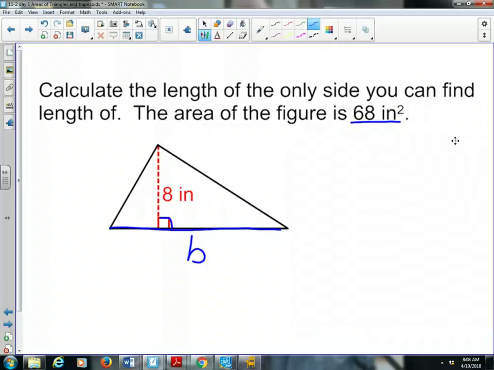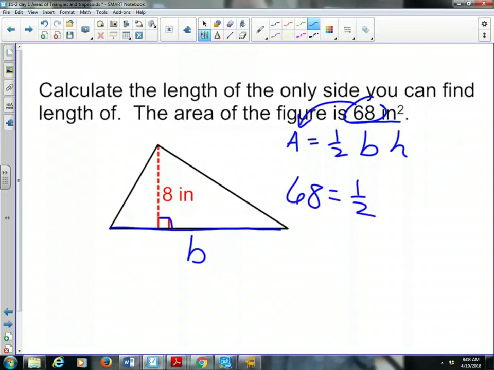Okay, so we know that the area of a triangle is 1/2 base times height. We know what our area is. Our area is 68. So that equals 1/2 the base, which is what we want to find, multiplied by the height. And the height is 8.